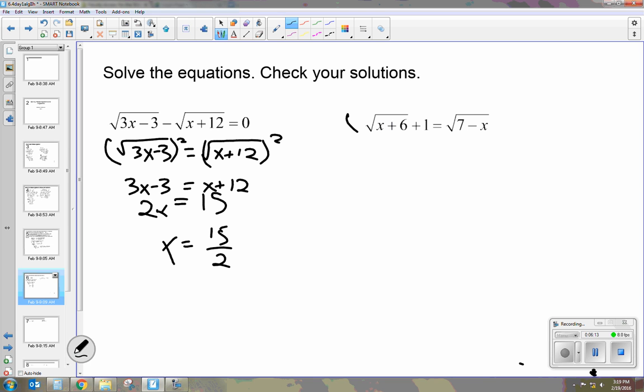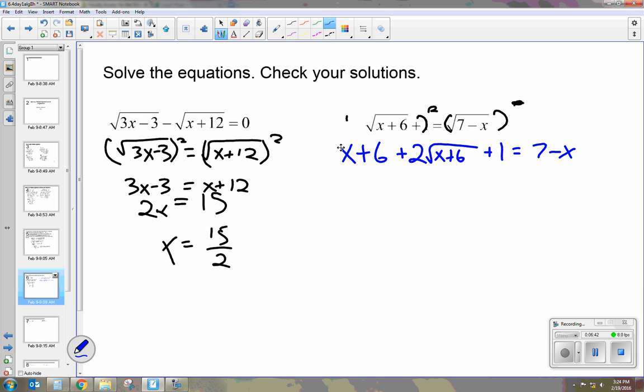Over here, we're going to want to square both sides, but when we do this, we have to FOIL out our left side, and so we have x plus 6 plus x plus 6 plus 2 times the square root of x plus 6 plus 1 equals 7 minus x.